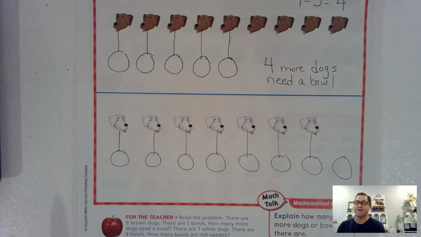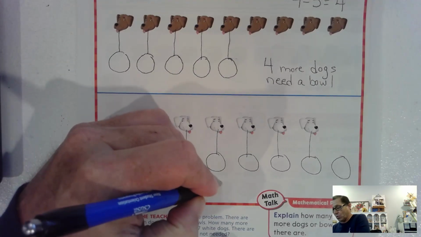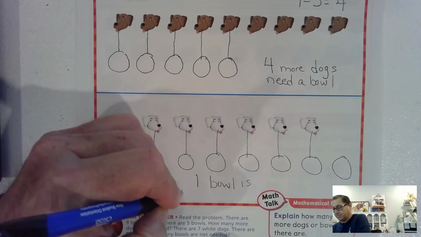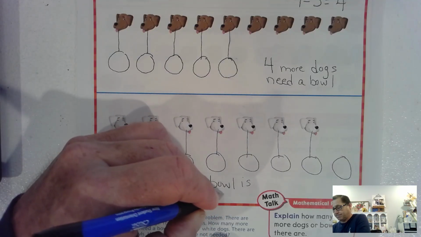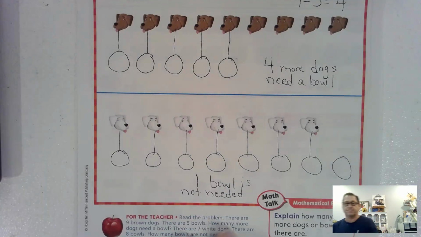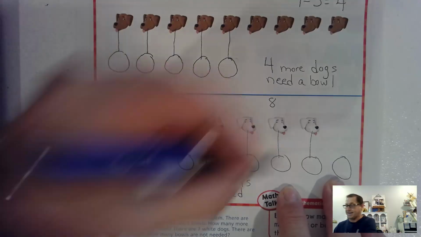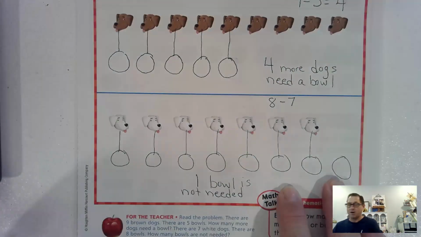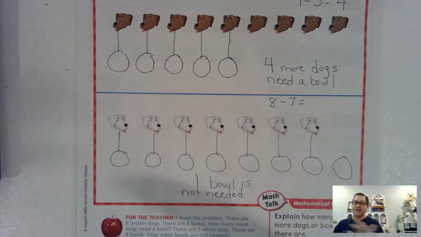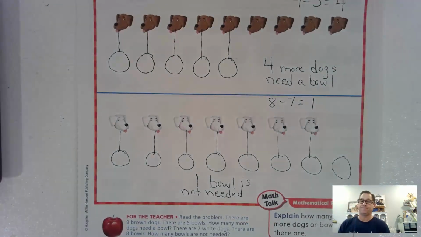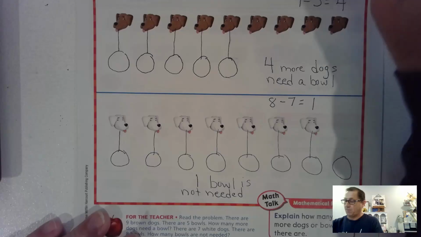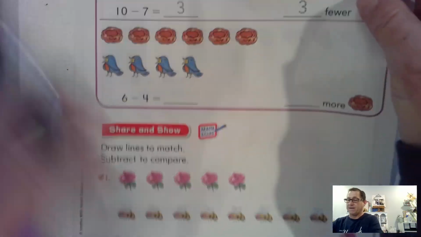So how many bowls are not needed? 1. 1 bowl is not needed. Okay, and in this case, we would say the number of bowls, 8, minus the 7 dogs, gives us the answer of the difference in the bowls and dogs would be 1. Okay. All right. Let's look at page 70.